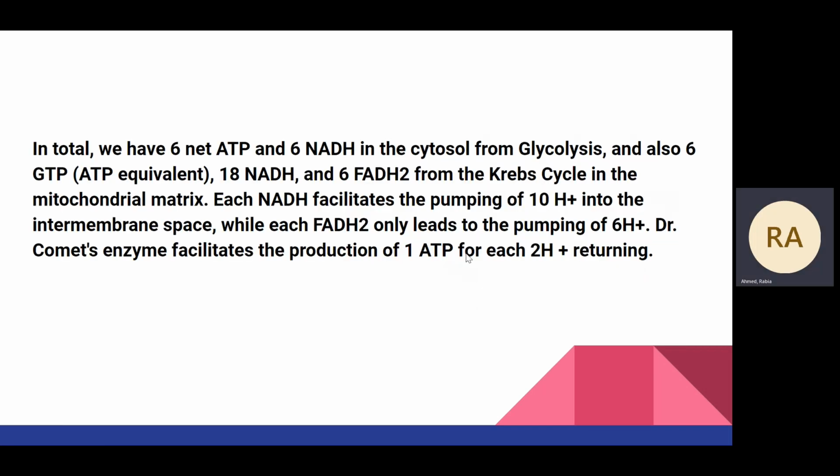Okay, this is still part of 4B's answer. So in total, we have 6 net ATP and 6 NADH in the cytosol from glycolysis, and also 6 GTP, which is also an ATP equivalent. So 18 NADH and 6 FADH2 from the Krebs cycle in the mitochondrial matrix.